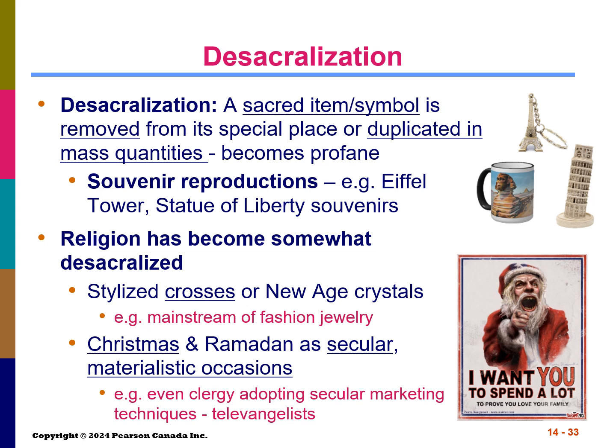Desacralization takes place when a sacred item or symbol is removed from its special place or is duplicated in mass quantities. It becomes profane. For example, the thousands of souvenir reproductions of sacred monuments like the Eiffel Tower or the Statue of Liberty. Even religion has become somewhat desacralized. For example, stylized crosses and New Age crystals have moved into the mainstream of fashion jewelry. Christmas and Ramadan are now secular or mainstream, materialistic occasions. And even clergy, like ministers, are adopting mainstream marketing techniques. For example, televangelists rely on the power of TV to convey their messages to the masses.